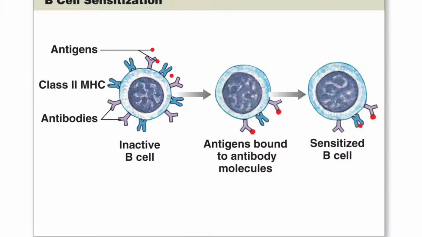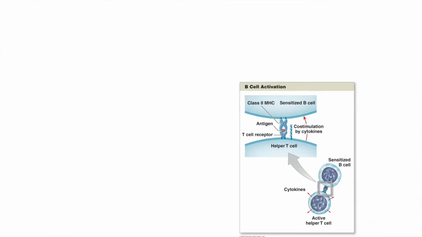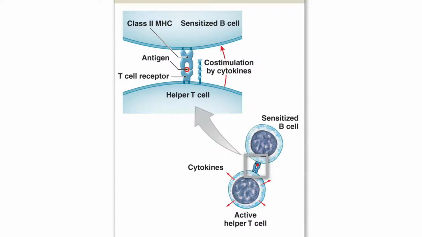B cells must also encounter their antigen to be activated, and this is called B cell sensitization. They're sensitized by binding their antigen and then displaying it on MHC protein. So now it's sensitized. Then they bind to helper T cells and are activated by cytokines. So again, the helper T cells are needed to turn on the B cells and get them ready to go.